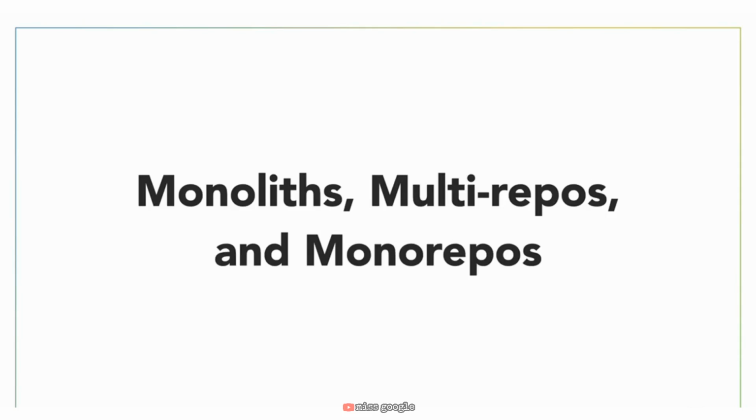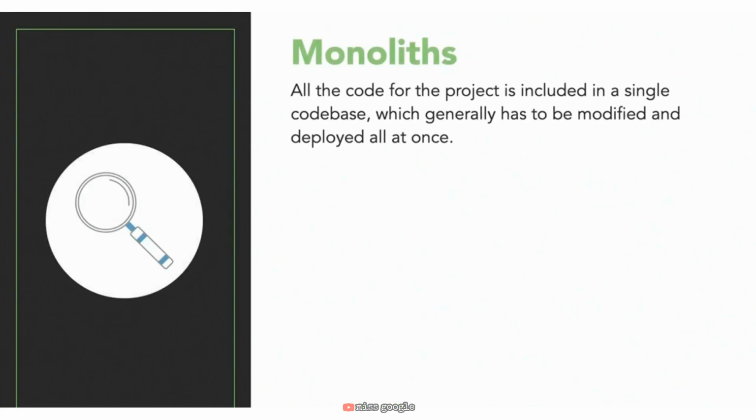Some of you may have heard of several of them. Let's take a look at the definitions of each of these. First of all, monoliths are projects where all of the source code for that project is in the same directory, the same code base, and these projects generally have to be modified and deployed all at once.